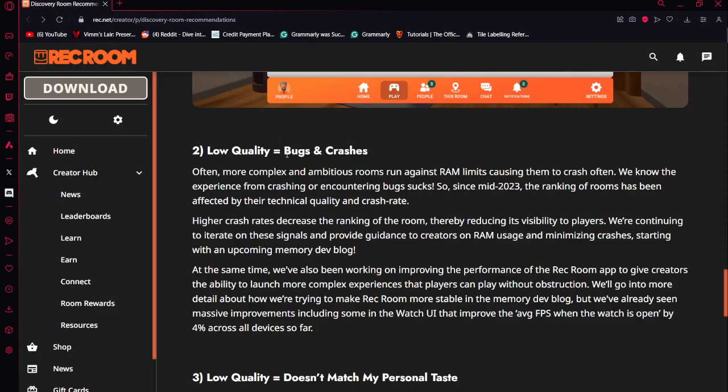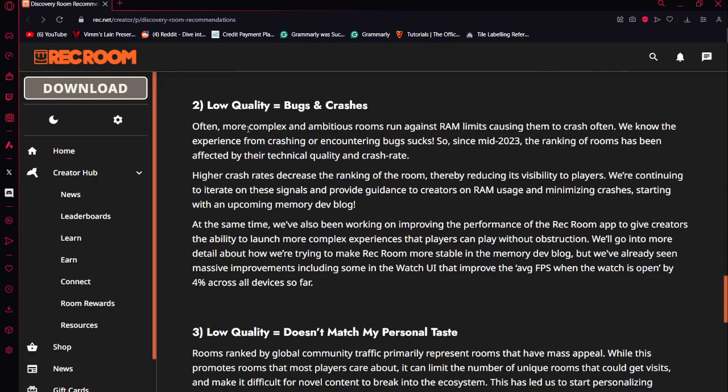Low quality equals bugs and crashes. Often more complex and ambitious rooms run against RAM limits, causing them to crash often. I 100% understand that. If I play a room and I crash a lot, I am definitely less likely to go back to the room and try it again unless I really want to play the room. It looked really good. But that's a rare example.